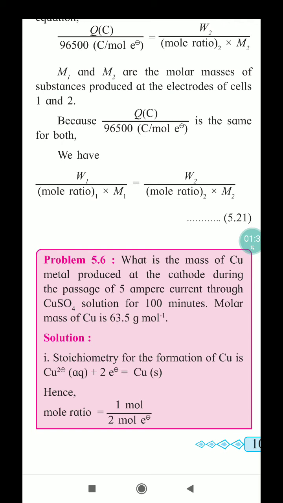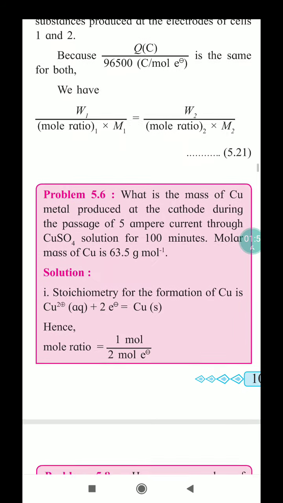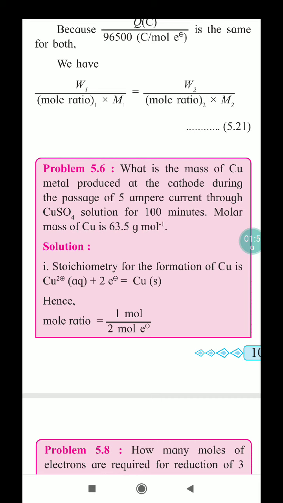What is the mass of copper metal produced at the cathode during passage of 5 ampere current through copper sulfate solution for 100 minutes? Molar mass of copper is 63.5 grams per mole. Here given is 5 ampere current, means I is equal to 5 ampere. Then time is 100 minutes and molar mass M1 is given. So for the copper sulfate solution, the metal is copper.